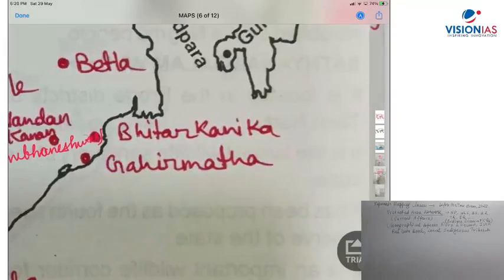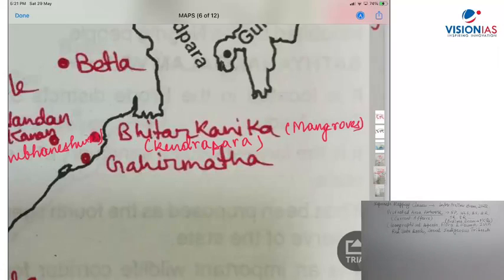Bhitarkanika, now you know that. Yas cyclone. Bhitarkanika mangrove is a part of Kendrapada. In Odisha, there is a district called Kendrapada. There is Bhitarkanika, and it is a mangrove forest. It is known for, just like the Sundarban Delta, the mangroves found there. And Bhitarkanika is a delta of two rivers. The two rivers make a delta here.